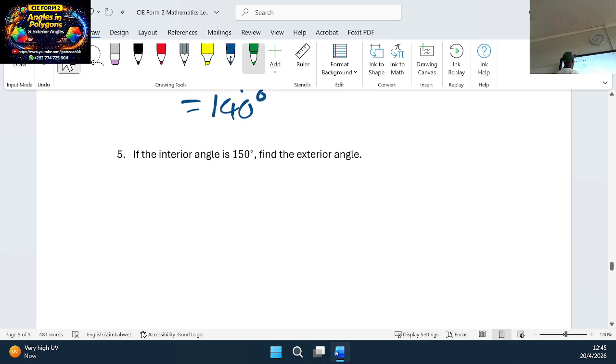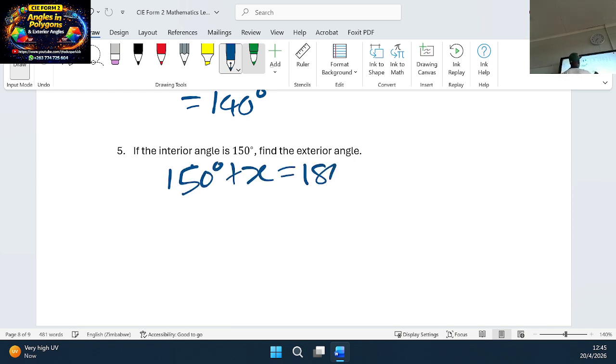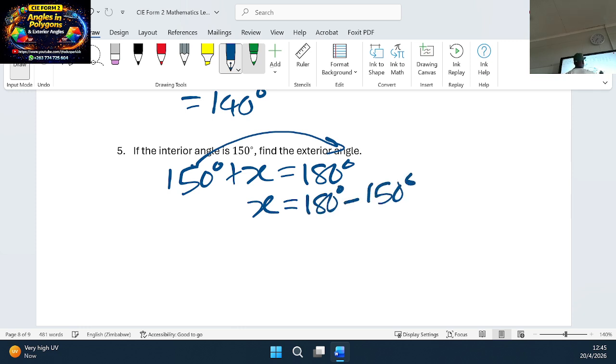Still moving, if the interior angle is 150 degrees, find the exterior angle. Well, what we know is interior and exterior are supplementary. In other words, they add up to 180 degrees. But I'm solving for x, it means I have to transpose 150. And if it crosses the equal sign, it becomes negative like that. So our x actually is going to be 30 degrees, which is our exterior angle.